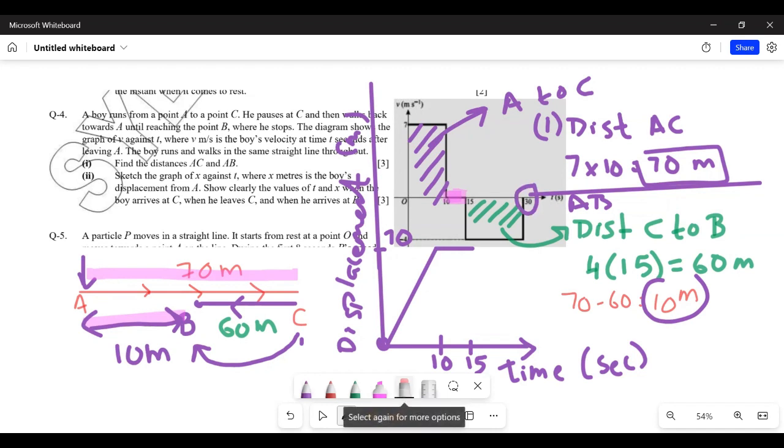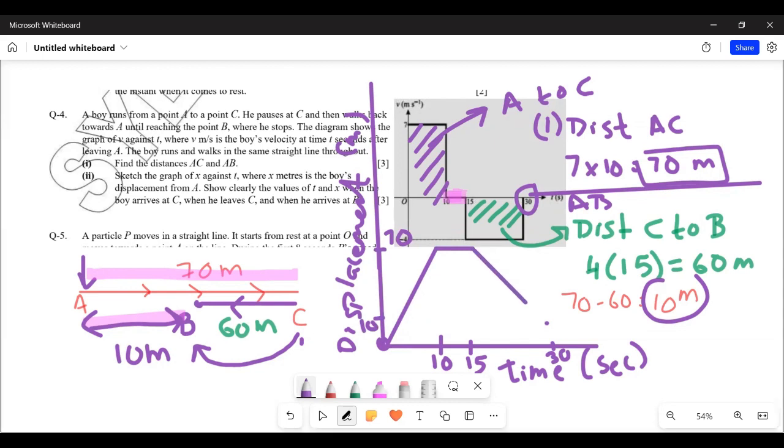It reaches 10 meters at the 30th second. So we need to show 30 on the x-axis. So this is 15, so 30 would be here. 30 seconds, and at 30 seconds, the displacement is 10. Let's say 10 is here. So then you draw a line like this. This would be the displacement time graph.